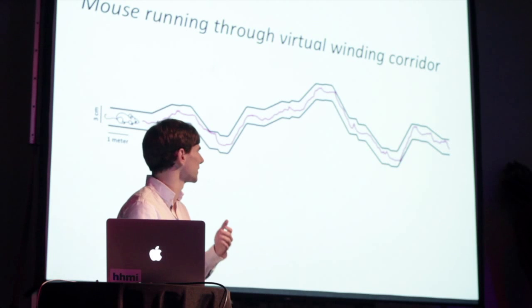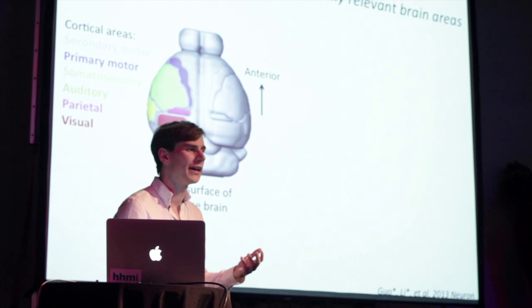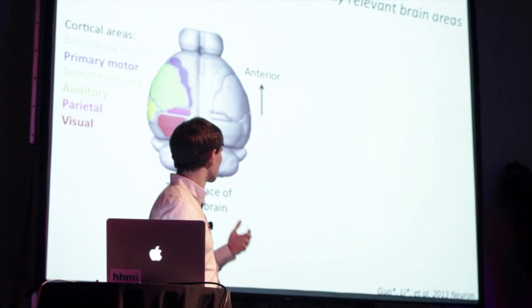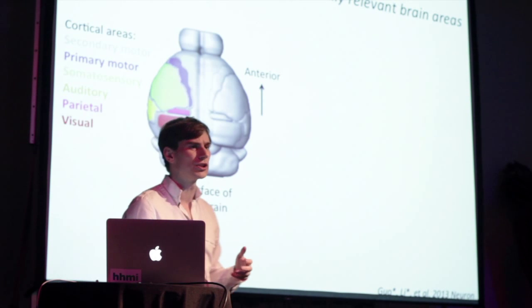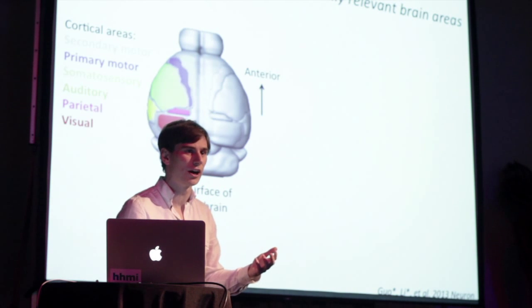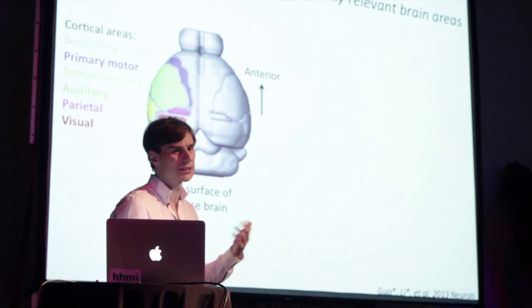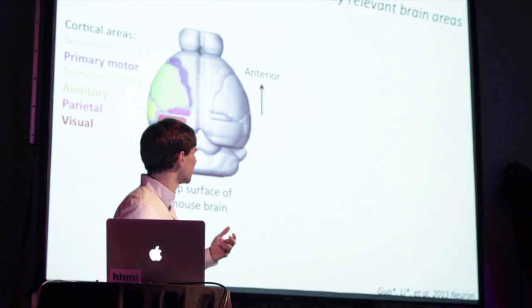And so I think the first thing that you want to do when you have a behavior like this is to start doing silencing of neural activity to try and find the areas of the brain that are relevant for the task. So if we look at a top-down view of the surface of the mouse brain, you can parcel it out into different areas, motor areas, sensory areas for the different senses, somatosensation, the whiskers, vision. And then you want to selectively silence these areas.